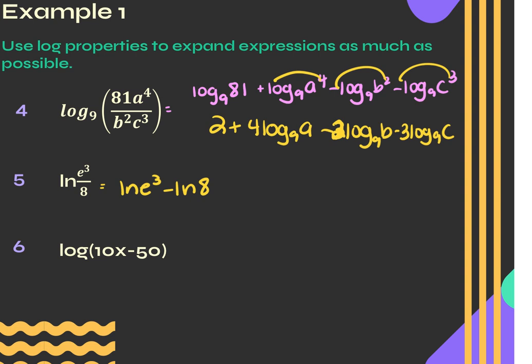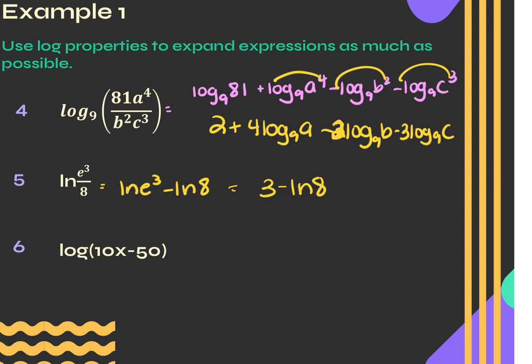All right. So now I did number 5, ln of e to the 3rd minus ln of 8. Can either of those be simplified? What is ln of e to the 3rd? 3. So this becomes 3 minus ln of 8. Anytime you see ln of e, you got to simplify it. It gets you the exponent, okay?